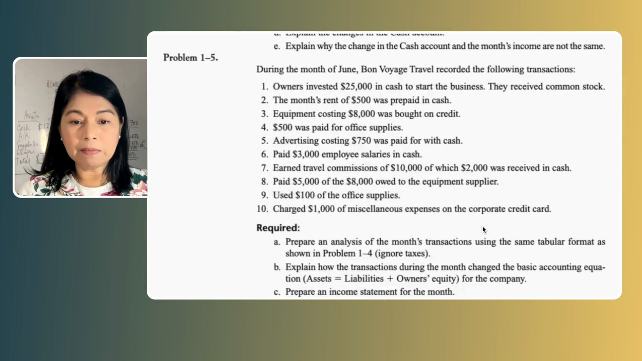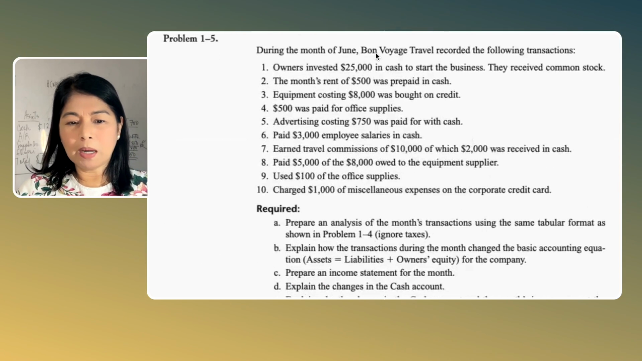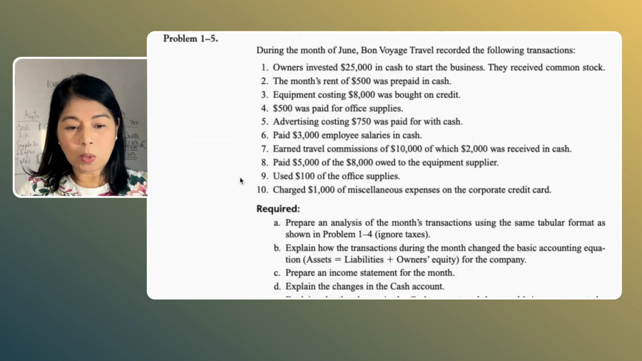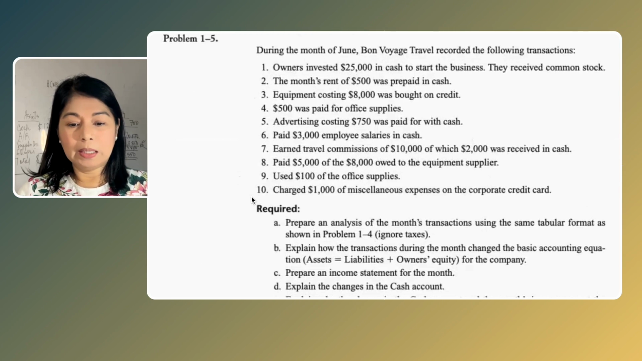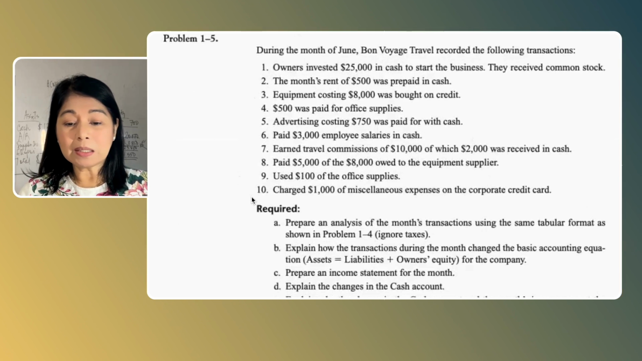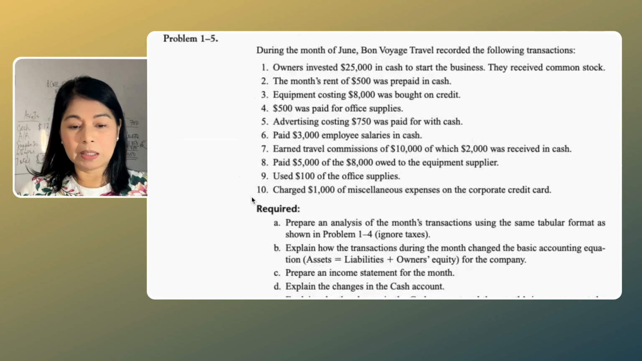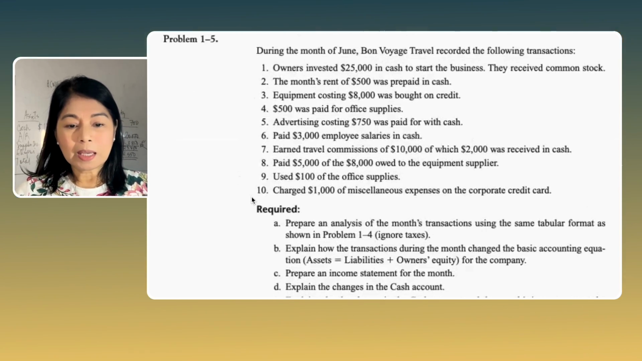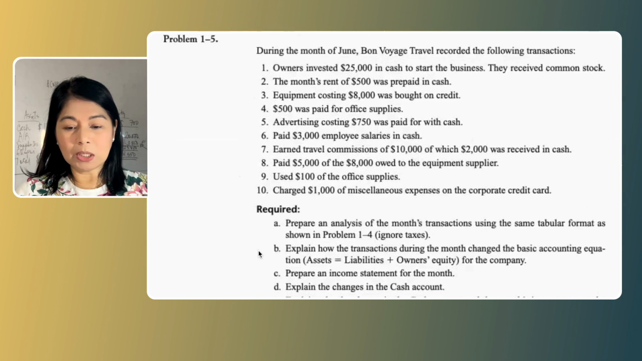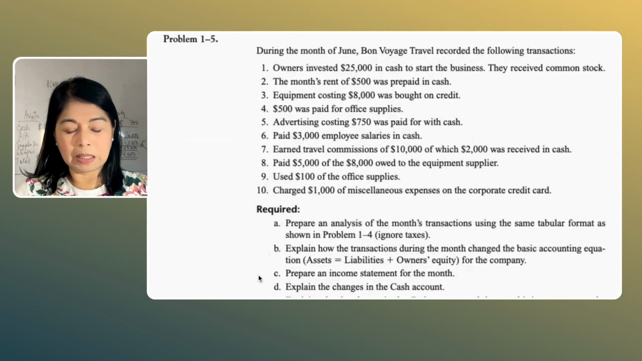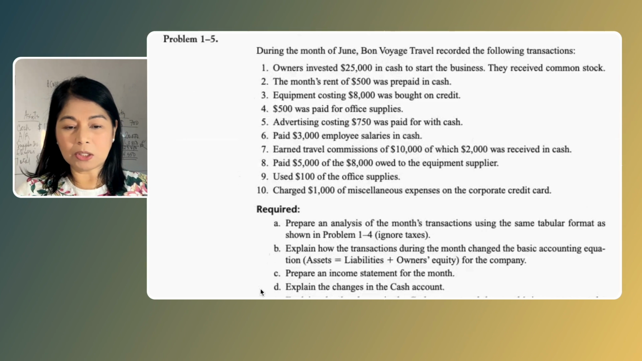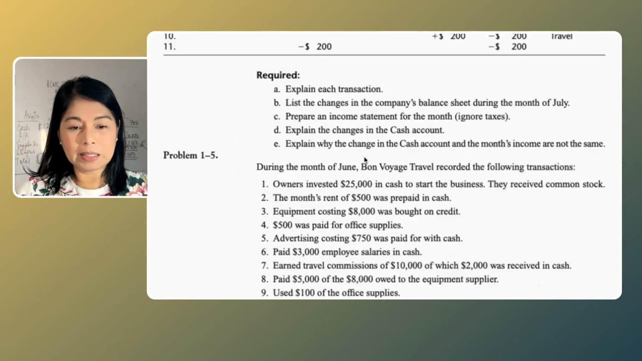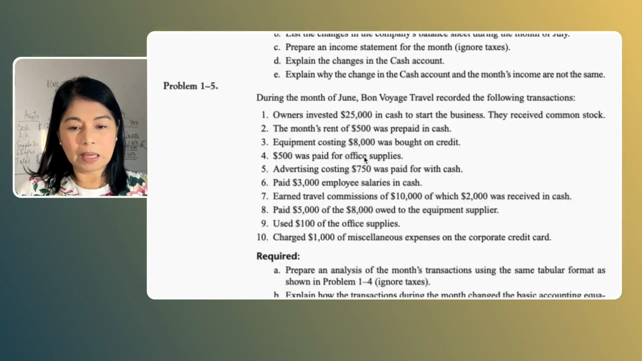So number 5, during the month of June, Bon Voyage Travel recorded the following transactions. For 1 to 10, what is required is to prepare an analysis of the month's transactions using the same tabular format as shown in problem 1-4, ignoring taxes. Explain how the transactions during the month changed the basic accounting equation for the company. Prepare the income statement, explain the changes in the cash account, and explain why. So it's very, very similar, except that we have to put it in tabular form.